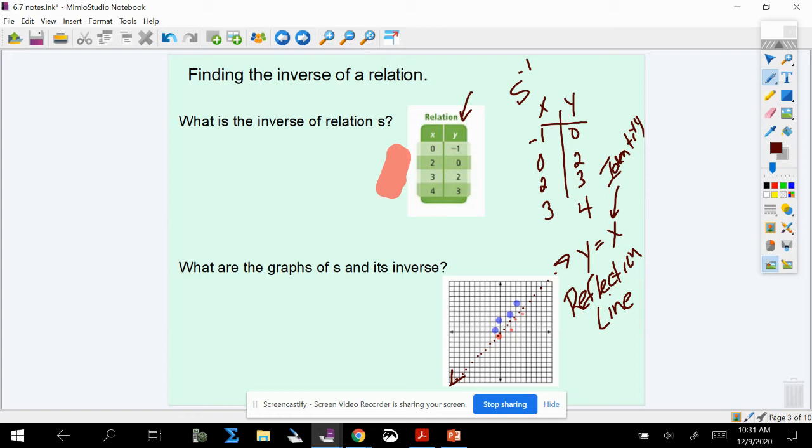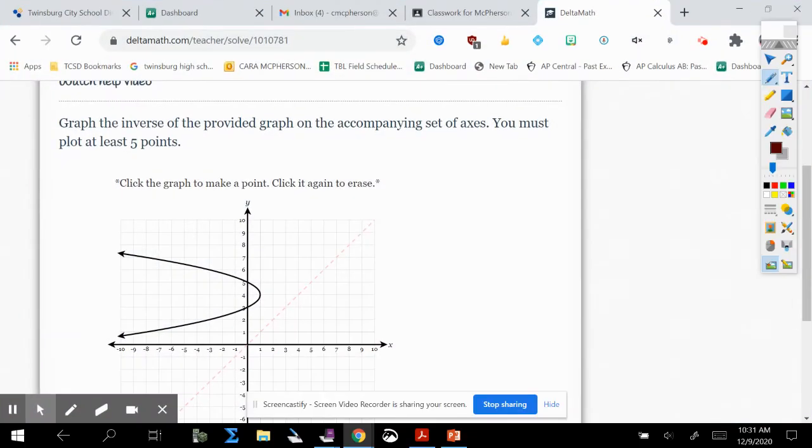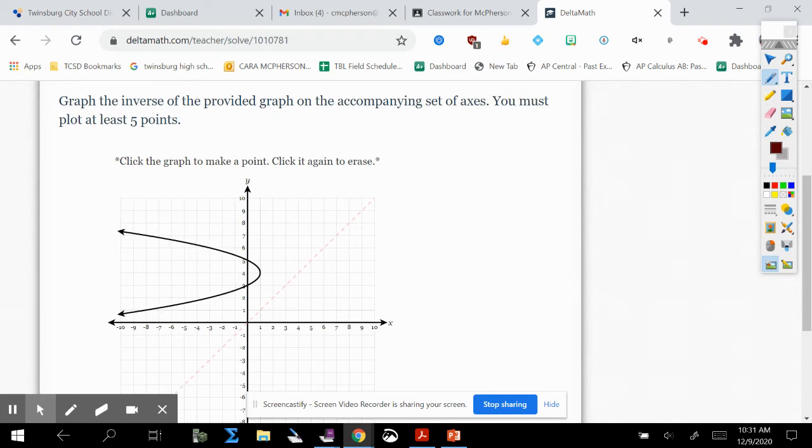So let me show you what Delta Math does, because I think it's interesting to see what they're going to ask you to do. Delta Math is going to give you, instead of a set of points, a graph, and they're going to ask you to come up with what some of the inverse points would be so we could get an idea of what the picture of the inverse looks like. And they will tell you that until you do 5 points, they're not going to consider it an acceptable answer. So here's what this looks like.